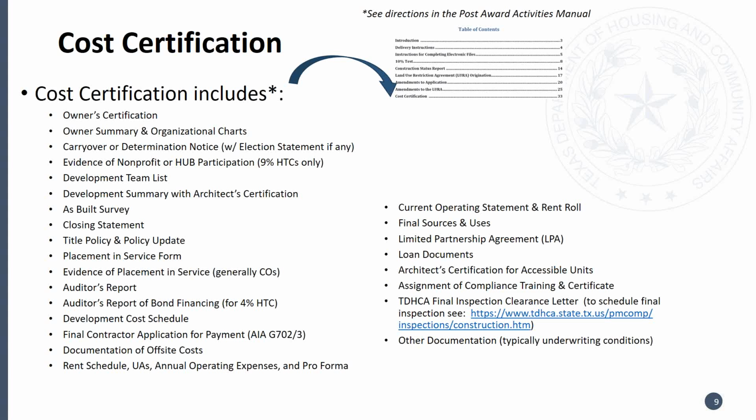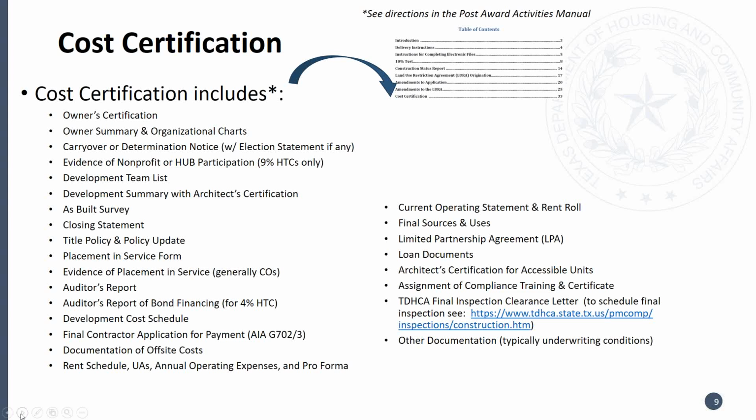I mentioned the final inspection clearance letter. So typically you would need to have the final inspection closed before the 8609 amendments are issued. But because of COVID, those are not being done. So that requirement is kind of on hold. Other documentation, this is typically underwriting conditions. They can vary. A lot of times it deals with the financing, environmental issues, all sorts of things. So if there were any underwriting conditions, they would typically be included under this last bullet point.